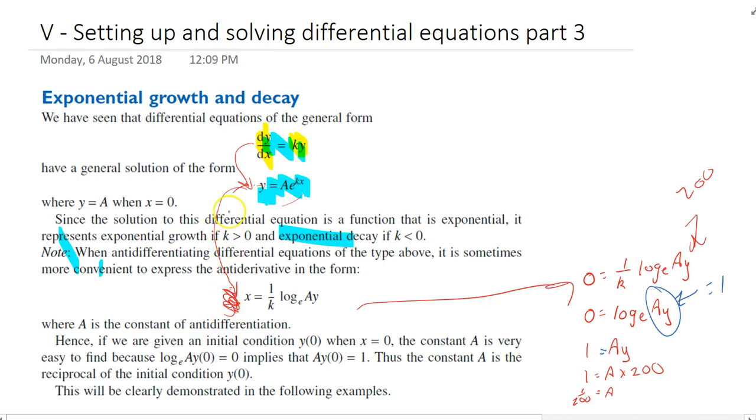Okay, so something to keep in mind, dy/dx equals ky can be solved, or has a general solution of this, which is also this, which leads to some sneaky maths over here.